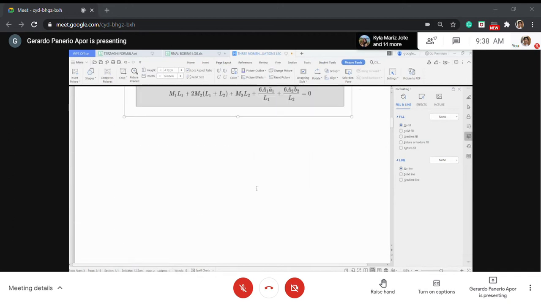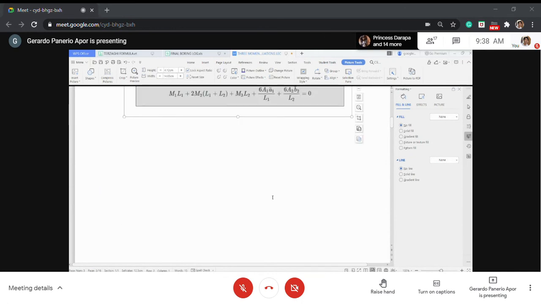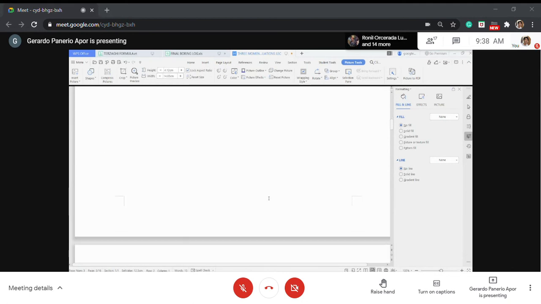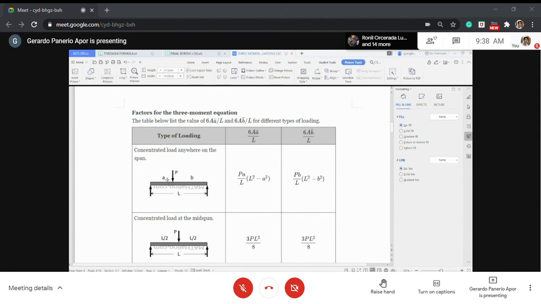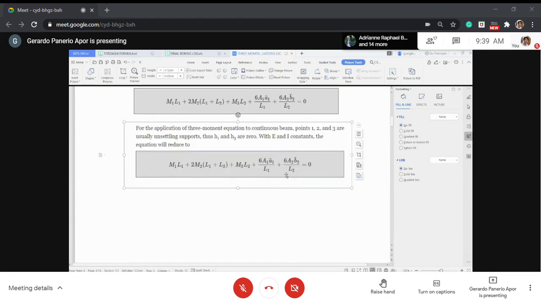First, we will discuss what is capital A sub 1, small a sub 1, and b sub 1. It depends on the type of loading. So let me discuss it to you. If the loading is this, and this is a and b, then this is the value of your 6 times A a-bar over L. You need this from the equation.